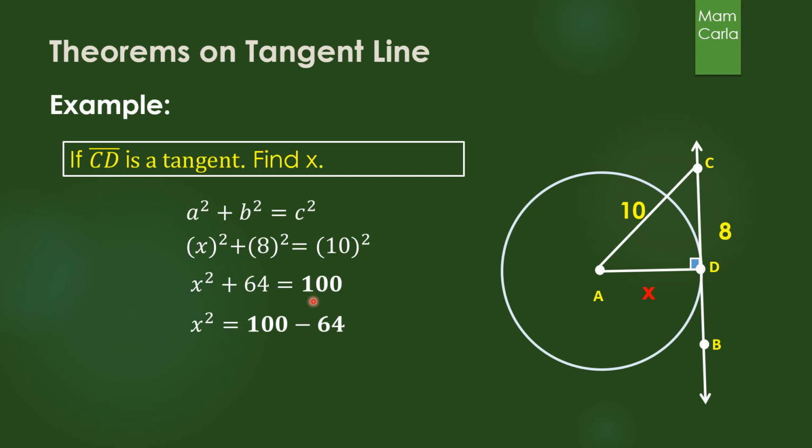Applying the addition property, we transfer our 64 to the right side of the equation. That's why we have x squared equals 100 minus 64. And then we subtract this. We have x squared equals 36. Since we are solving for x, we get the square root of both sides. So, the value of x is 6. It means that the length of radius AD is 6.